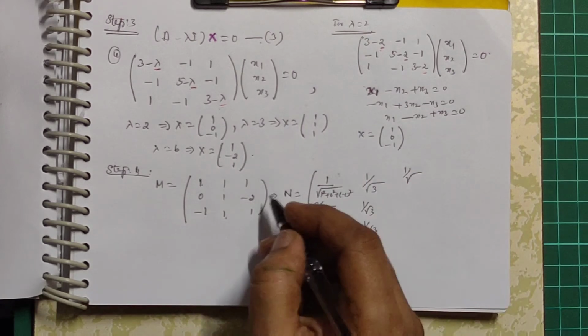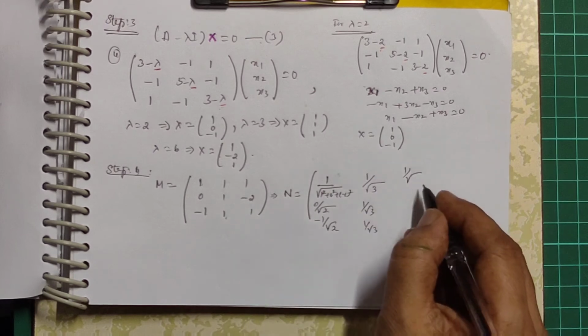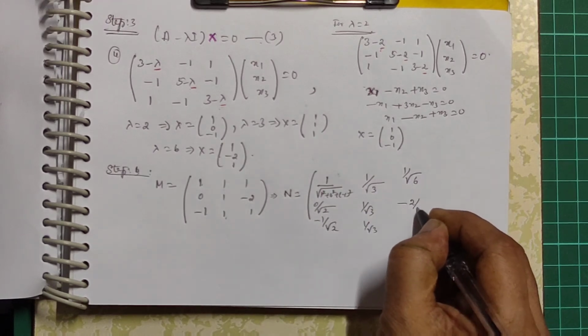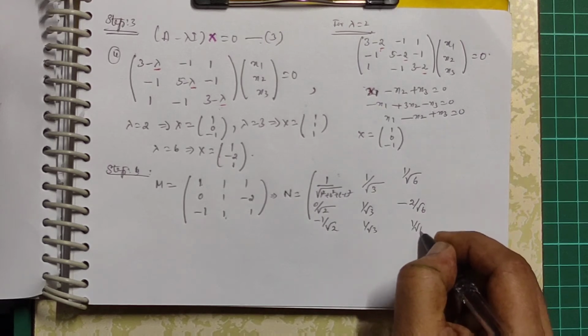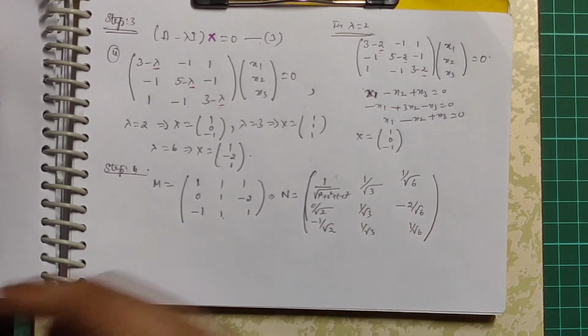And here I'll get 1 divided by the square root of 1 squared plus minus 2 the whole square plus 1 squared. So it is 1 plus 4 plus 1. So I'll get it as 6: 1 by root 6, minus 2 by root 6, and 1 by root 6. So this is what we call the normalized modal matrix.